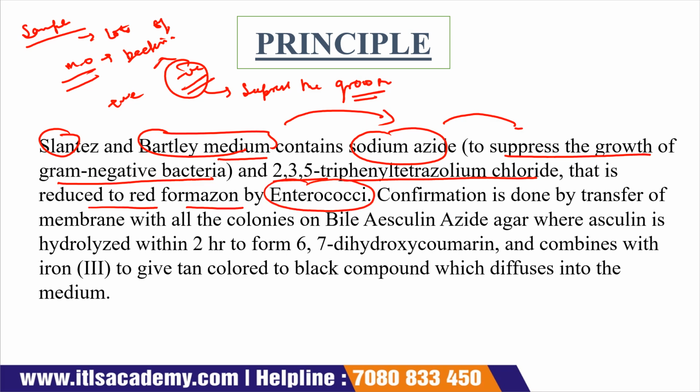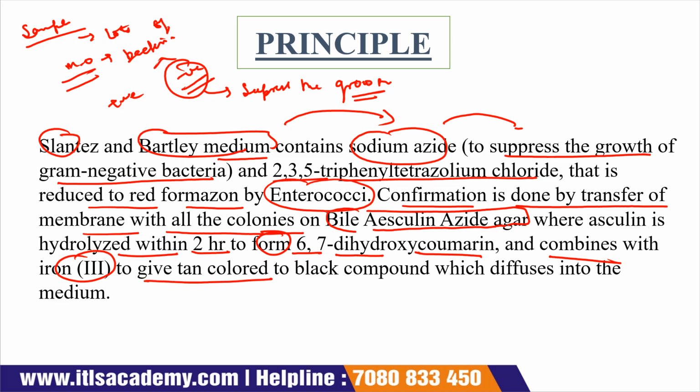by our enterococci. Confirmation is done by the transfer of the membrane with all the colonies onto bile esculin azide agar. So when we have to perform a confirmation test, we use our bile esculin azide agar, where esculin is hydrolyzed to form 6,7 dihydroxycoumarin, which combines with iron III, and then it gives a tan to black compound, which diffuses into the medium. This is the principle on which these work.